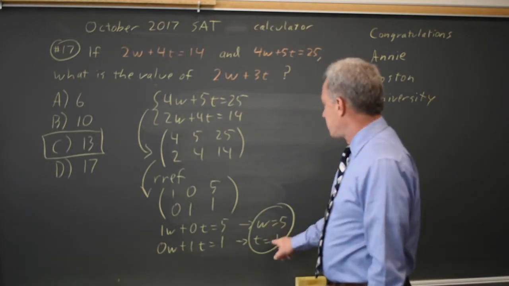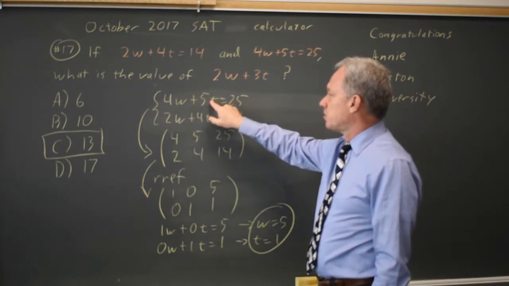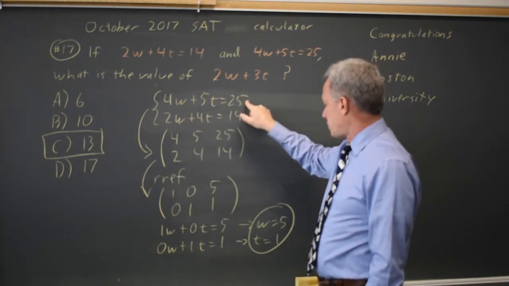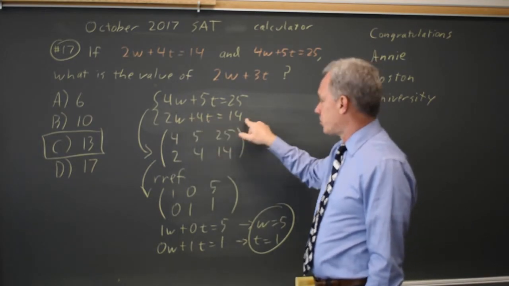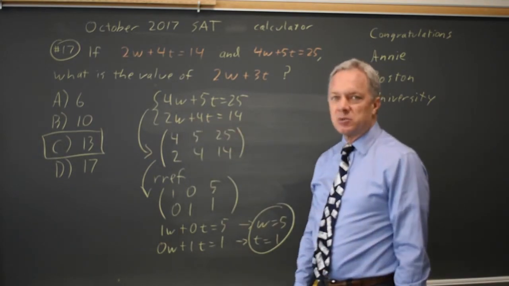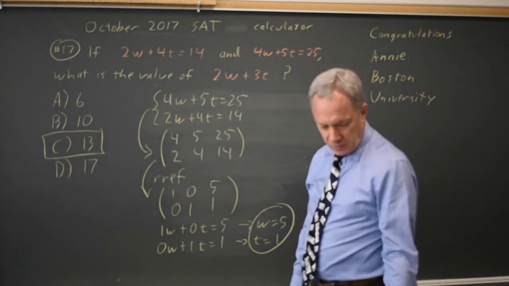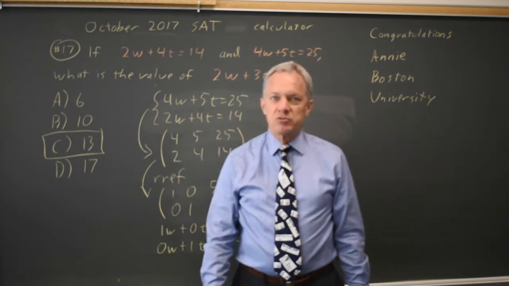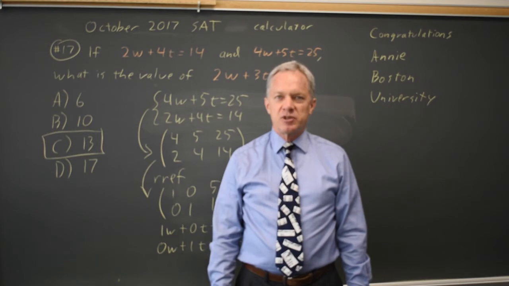Plus, we can always substitute these back into the original equations. 4 times 5 is 20, plus 5 times 1 is 5, so 20 plus 5 is 25. 2 times 5 is 10, plus 4 times 1 is 4, so 10 plus 4 is 14. So that solution does work for both equations. We've confirmed our answer. I would encourage you to review reduced row echelon form for solving systems and matrices. It will save you time for calculator questions on systems.